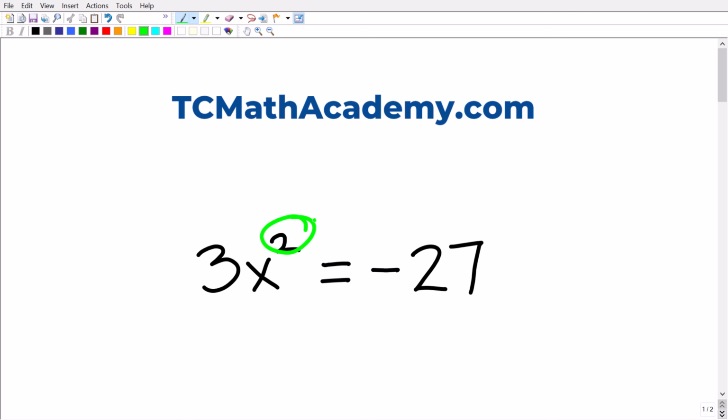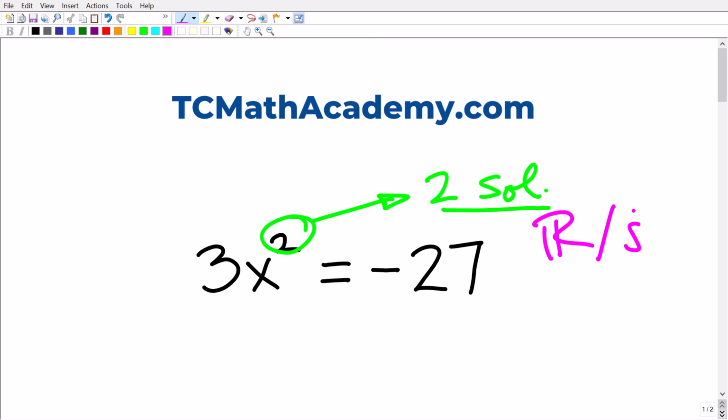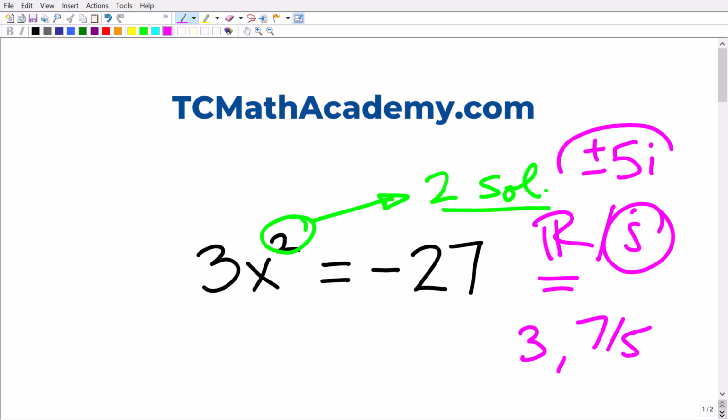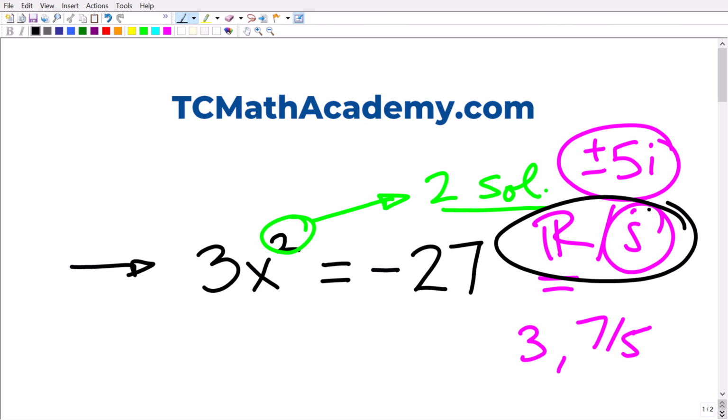The first thing is that you will always have two solutions to your quadratic equation. The types of solutions you can have are real numbers and/or imaginary numbers. So you're not necessarily going to always get a real number as your answer, something like 3 or 7/5. You could end up with an imaginary number, something like positive or negative 5i. So the first thing to understand about quadratic equations is that you're going to have two solutions, and those solutions can be real and/or imaginary.